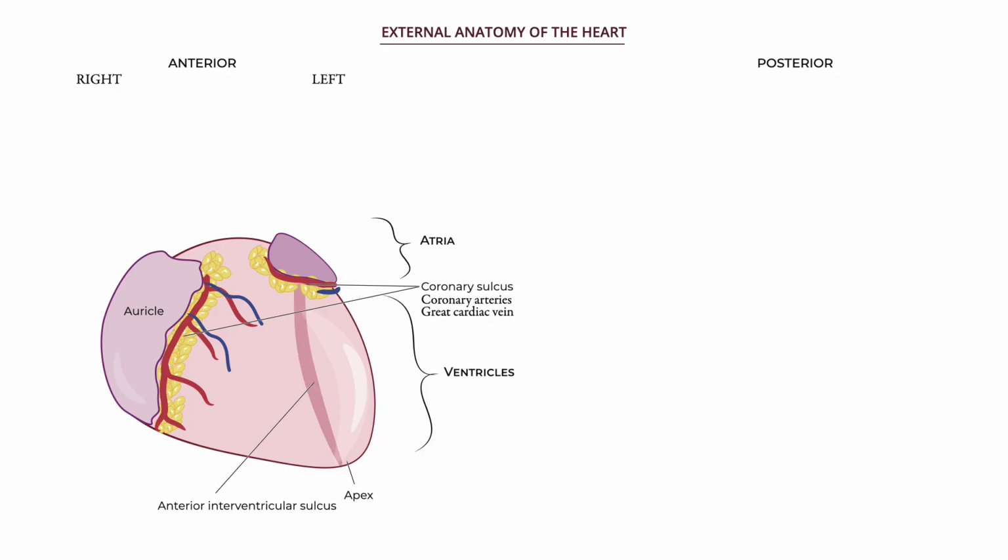Then draw the anterior interventricular sulcus between the right and left ventricles. The anterior interventricular artery and vein travel within the sulcus, surrounded by fatty tissue. Next, we'll show how the great vessels attach to the heart.